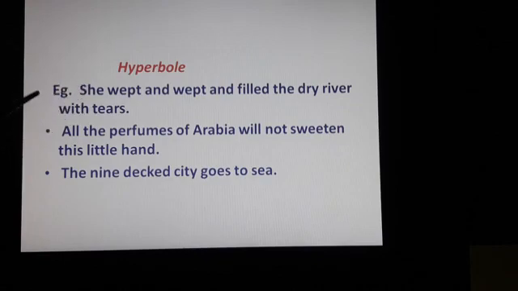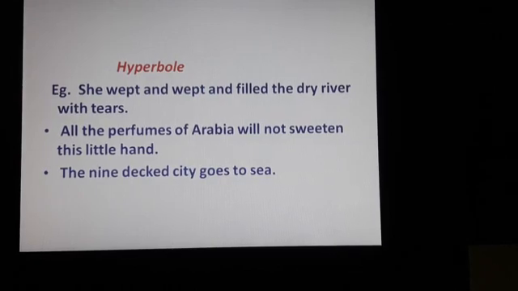These are the exaggeration. Again you see here, all the perfumes of Arabia will not sweeten this little hand. You know, Arab countries known for its perfume. Imagine the entire country's perfumes are brought, not able to sweeten this little hand, not possible. The 9-decked city goes to sea. 9-story city goes to sea. These are impossible things or exaggerated things are spoken, and therefore this type of sentences we call hyperbole.